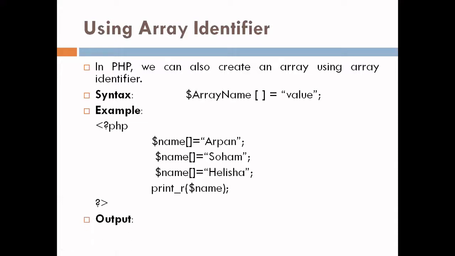Now the output of the above code is the same: at index number 0, Arpan will be stored. 1 points to Soham, so at index number 1, Soham will be stored. 2 points to Elisha, so at index number 2, Elisha will be stored. So in this way, we can also create an array in PHP.